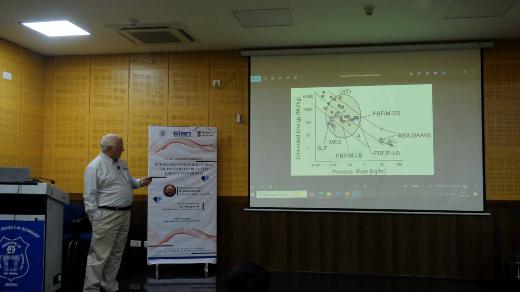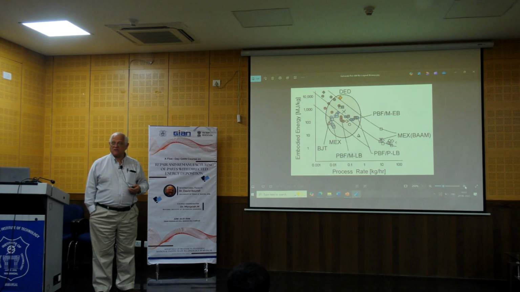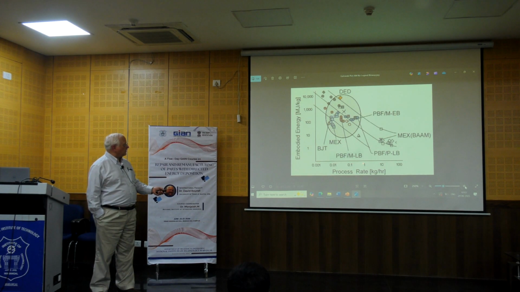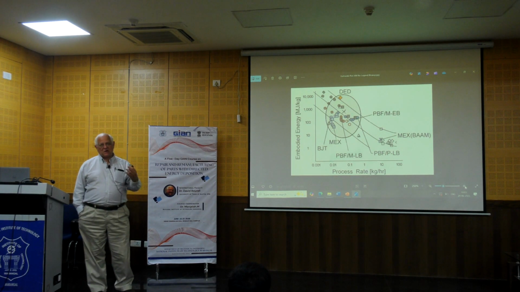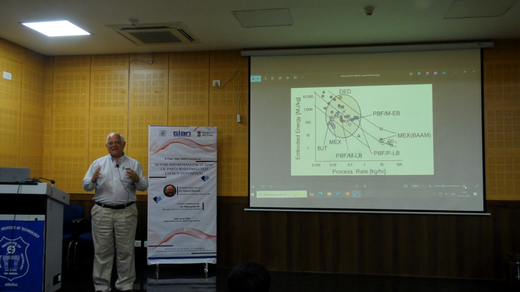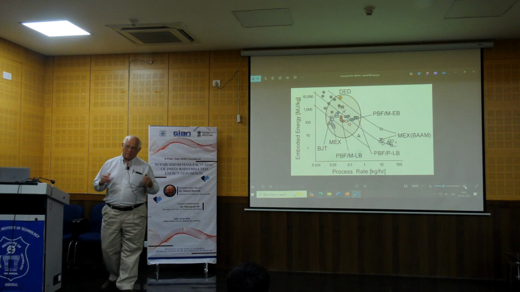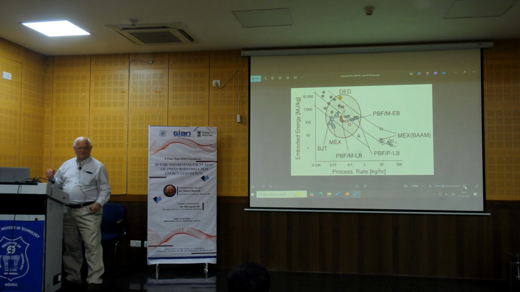Clearly the electron beam wire processes certainly could easily do 1 kilogram an hour. And so what it does is it drives us down the curve. So the processes that deposit a lot of material very quickly not only have the advantage of making big parts, but they're also environmentally friendly. I guess that's the bottom line here.